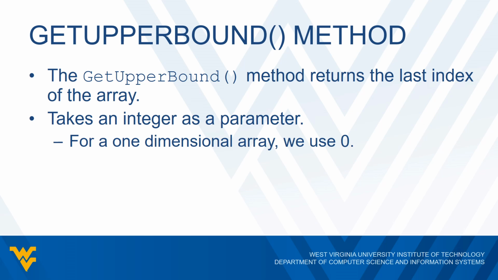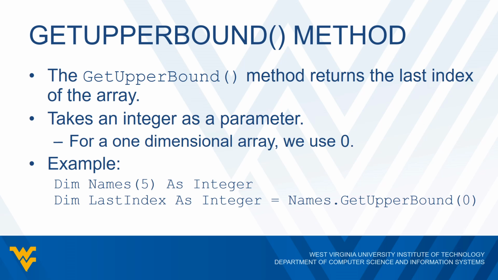If we were dealing with two-dimensional arrays, which we'll talk about later on, we can specify the last index of whichever dimension we want. So 0 would be the first dimension, 1 would be the second dimension, and so forth. But right now, since we're dealing with one-dimensional arrays, we would use a 0 for the argument that we would pass. So let me give you an example to show how we would use this. So here's some code where we are declaring an integer array of names, and we see that the last index is going to be 5.